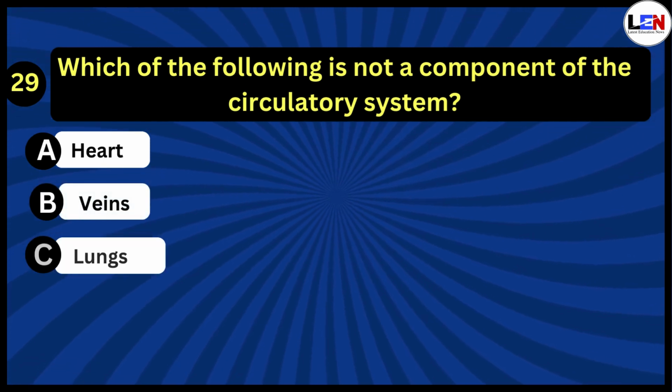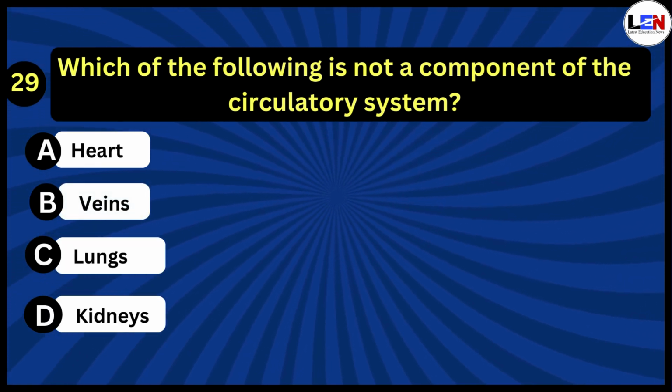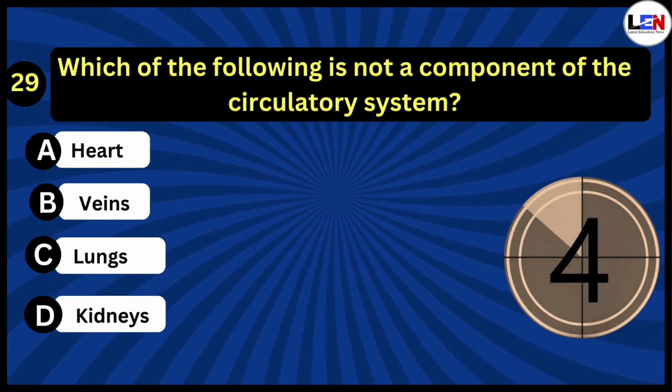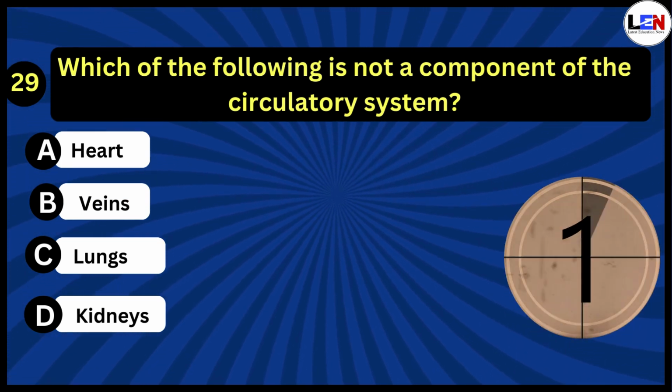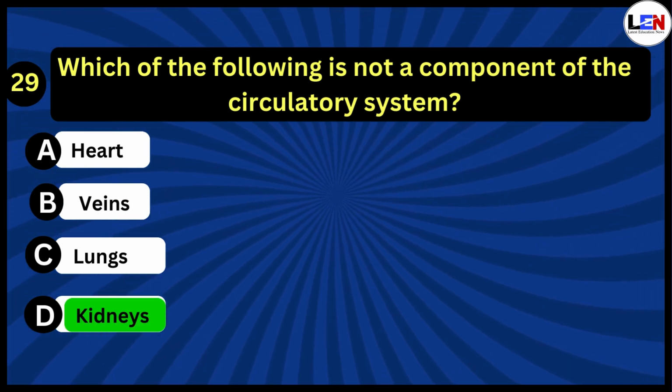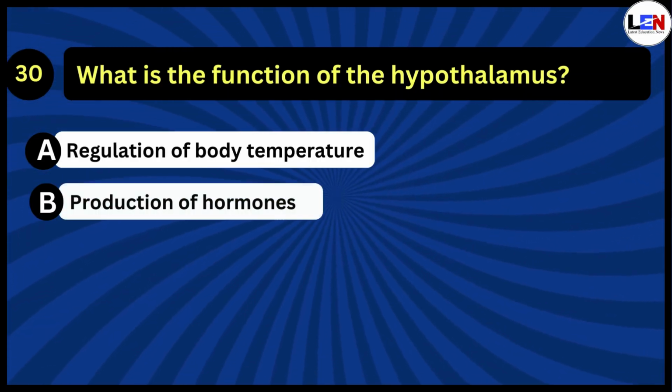What is the function of the pancreas? A. Regulation of blood sugar levels. B. Production of bile. C. Filtration of blood. D. Digestion of proteins. The correct answer is option A.